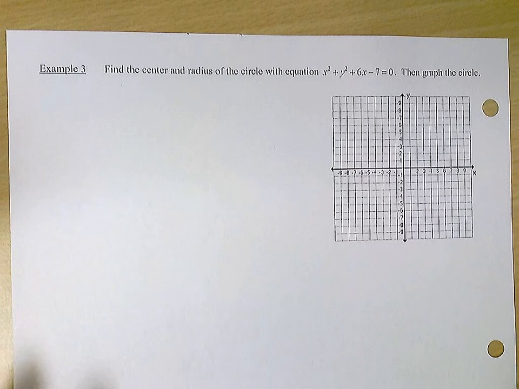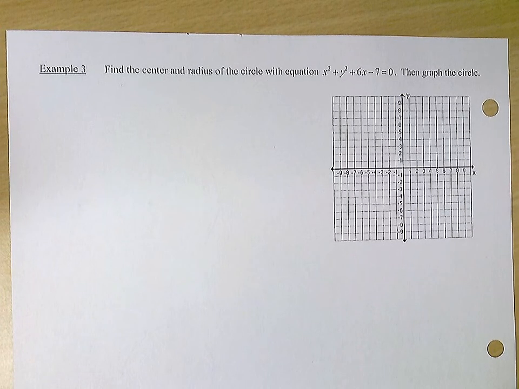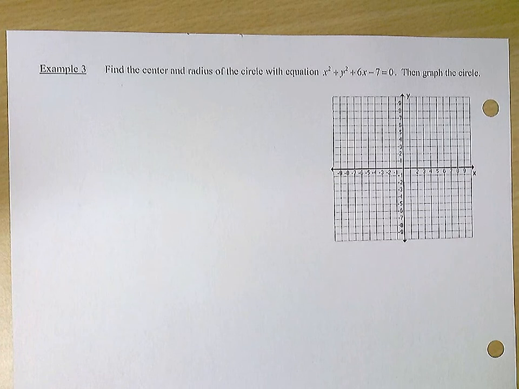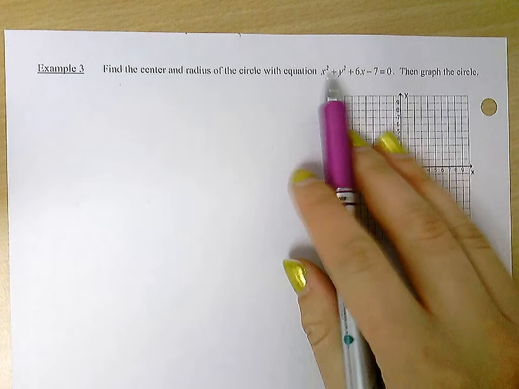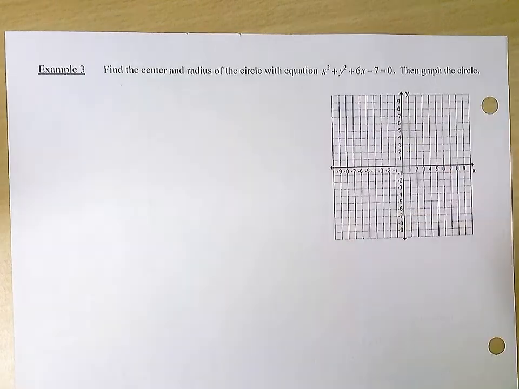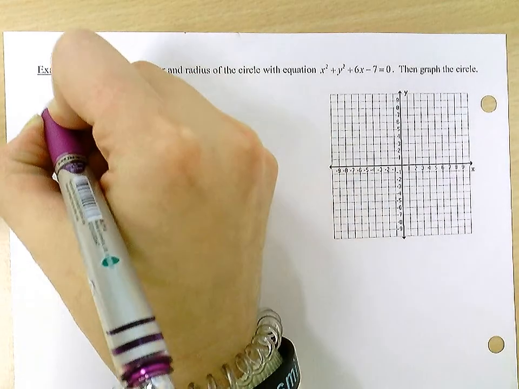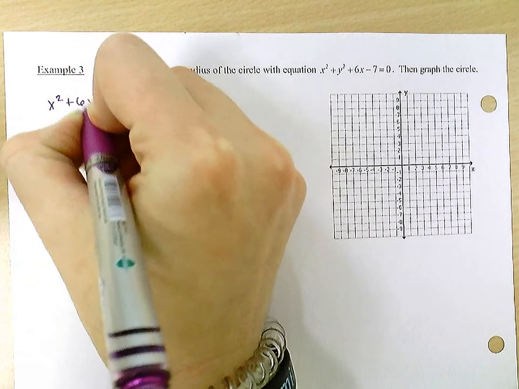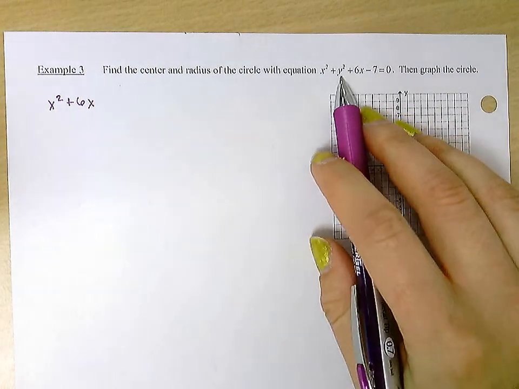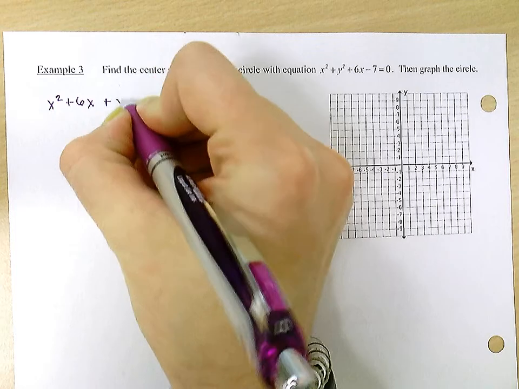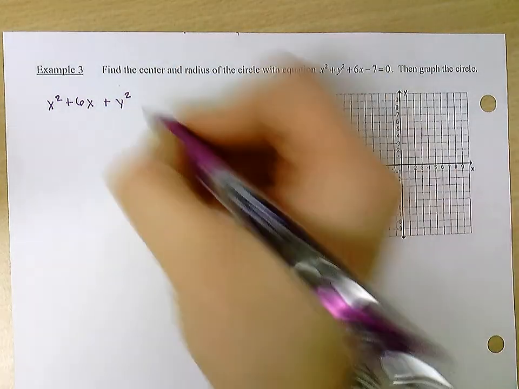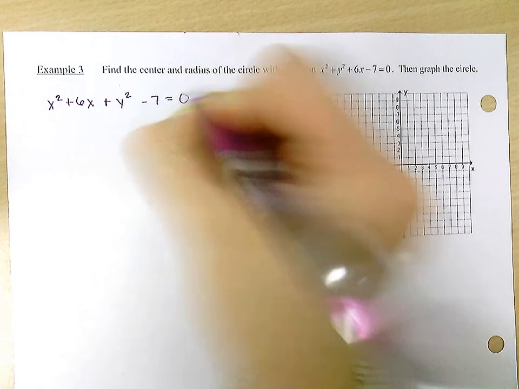Okay, so again, we're finding the center and the radius so that we can graph this. To do that, we will have to complete the square. So again, I want to group together my x's. That's my first step. So I have an x squared and a 6x, so I want to write those next to each other. Okay, and I have a y squared. And then I have a minus 7 and equal to 0.